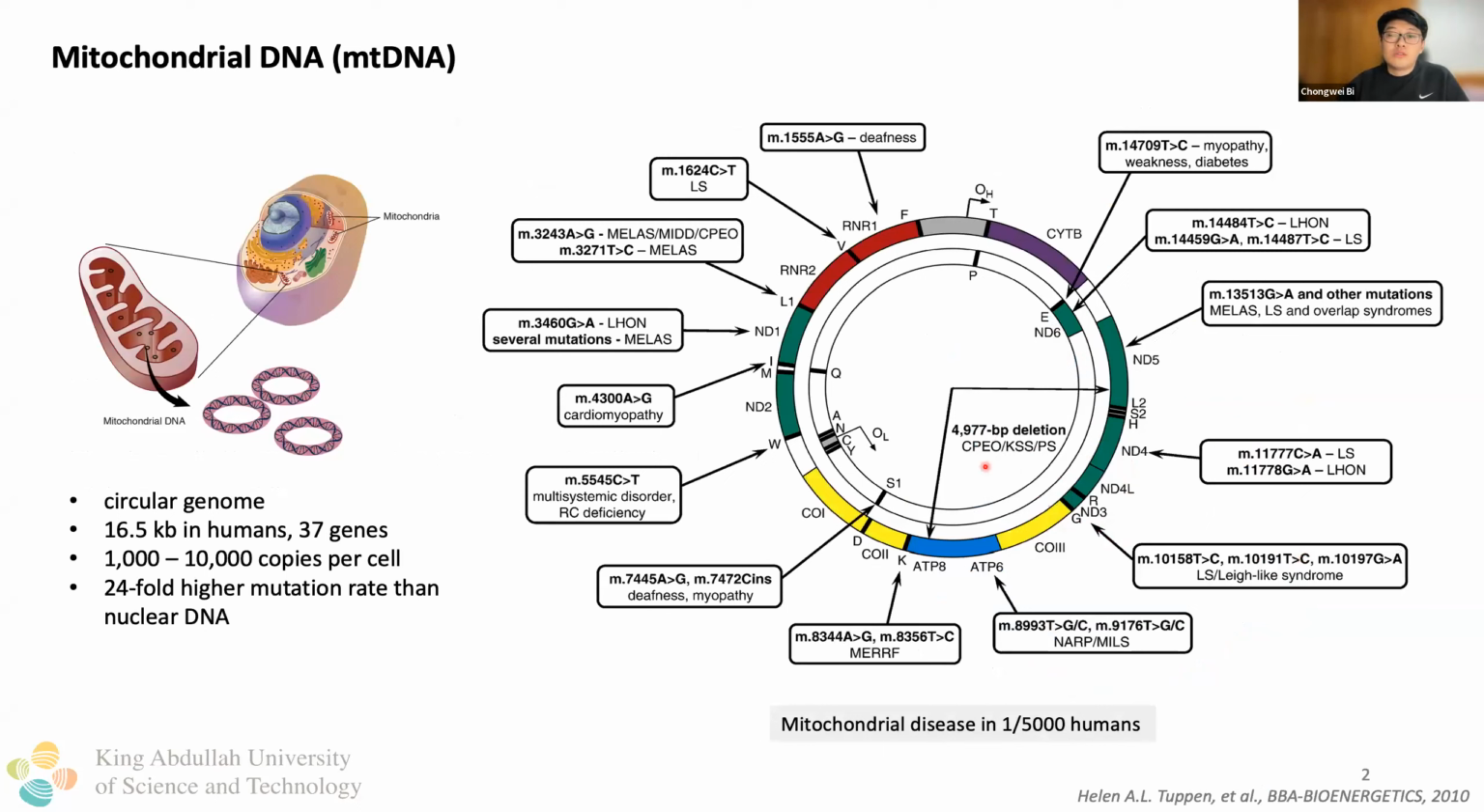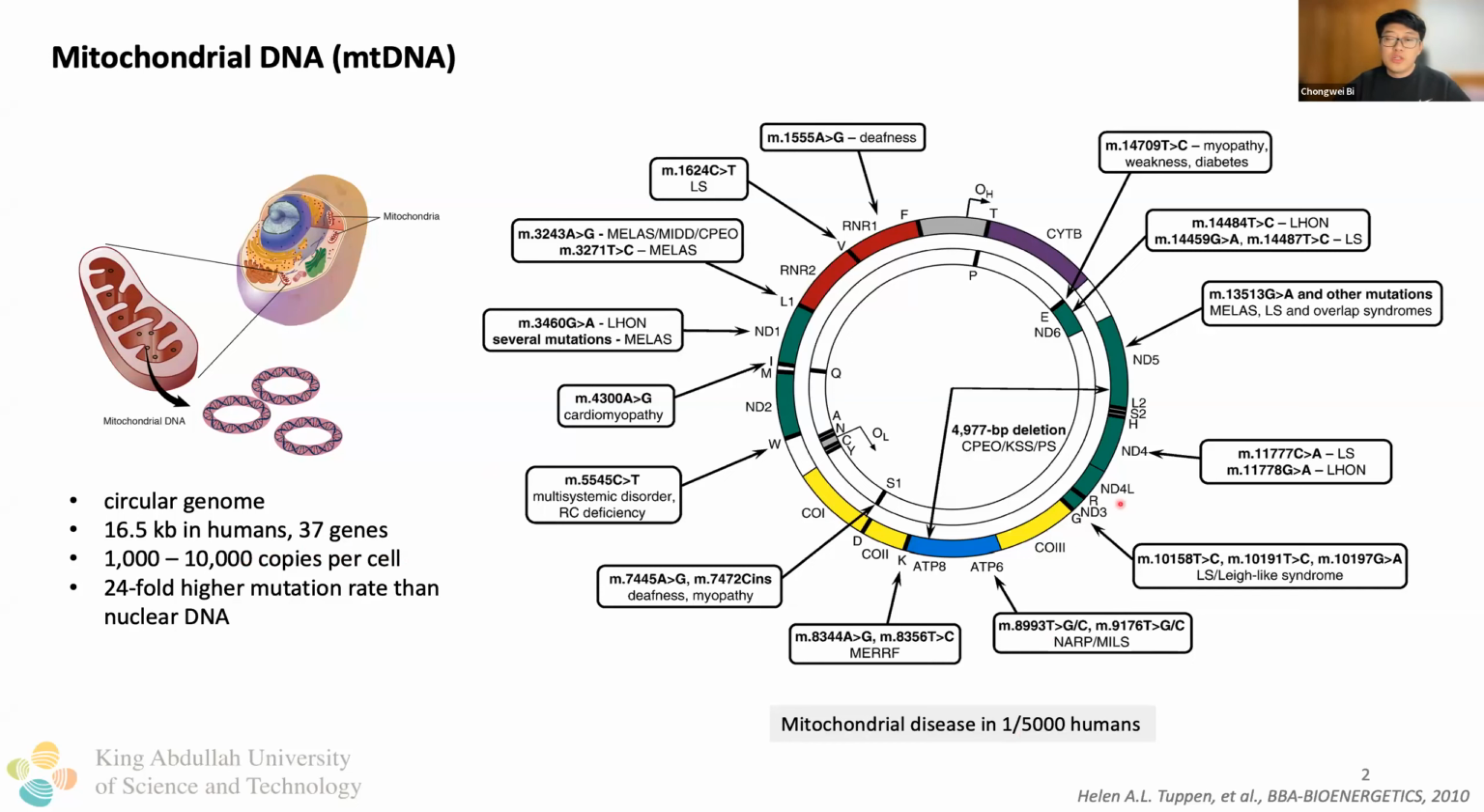Mitochondria is the powerhouse of the cell. Human mitochondria has a circular genome of 16.5 kb, consisting of 37 genes. Mitochondrial DNA exists in multiple copies in a single cell, ranging from a few hundred to tens of thousands. Mitochondria has an inefficient DNA repair pathway, thus leading to a much higher mutation rate than nuclear DNA. Mitochondrial mutations cause disease in 1 per 5,000 humans.